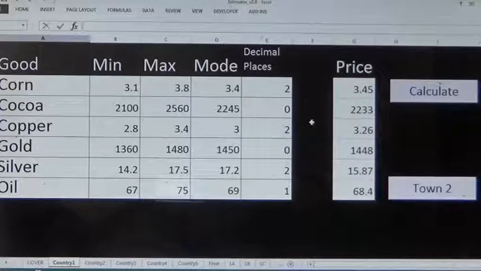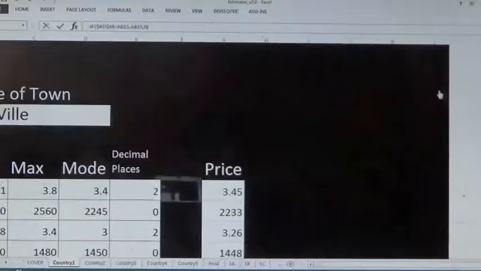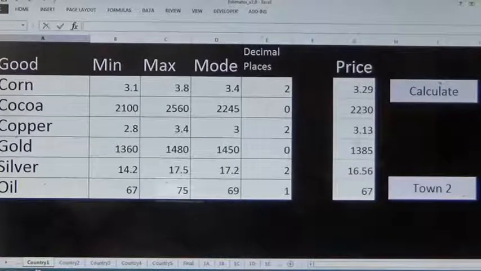And I've got these buttons here. I've got 1 button to calculate and 1 button to send us to our next town. So before we head to our next town, let's just do a quick calculation. Here we go. So these are your day 7 prices for each of these 6 goods in Bashville. And you do the exact same thing for the other 5 towns. Let's just quickly go there.